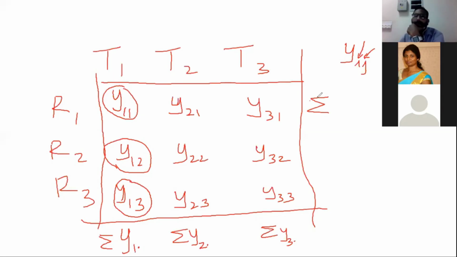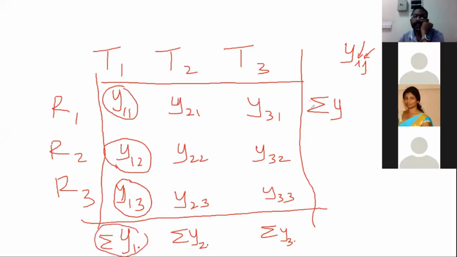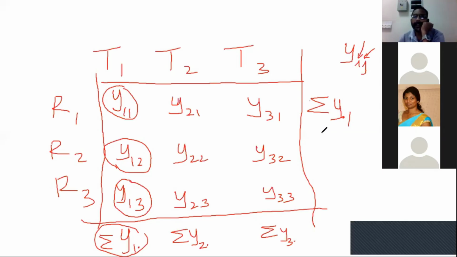Actually, we don't want this information now. How can I write this, for example? Can somebody tell me? Think in a similar way. Summation Y dot 1. Exactly. That is the first replicate total, irrespective of treatment. Similarly, this is summation Y dot 2, summation Y dot 3. Actually, we don't want this for this particular design, but this is how we write it down.